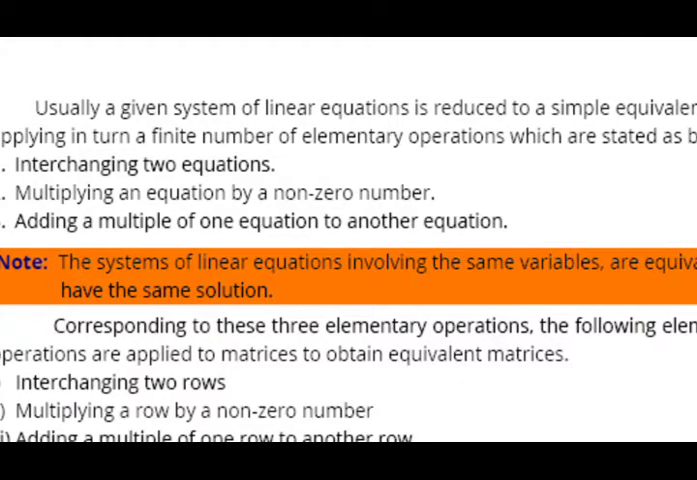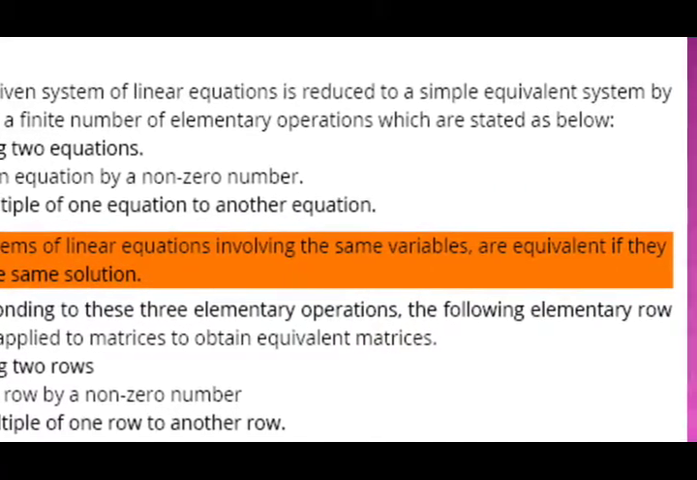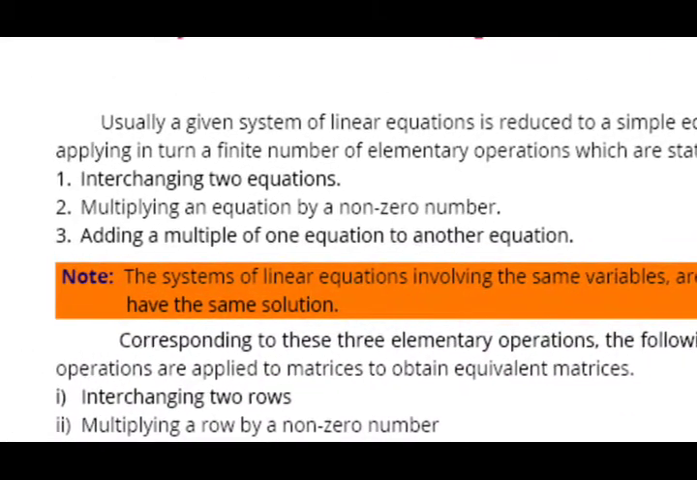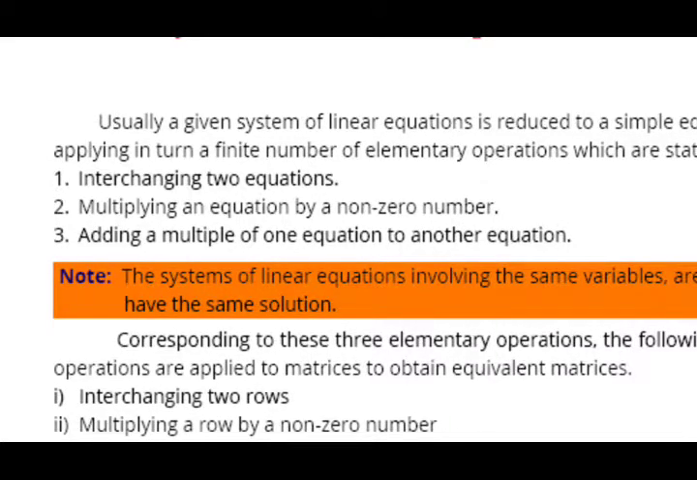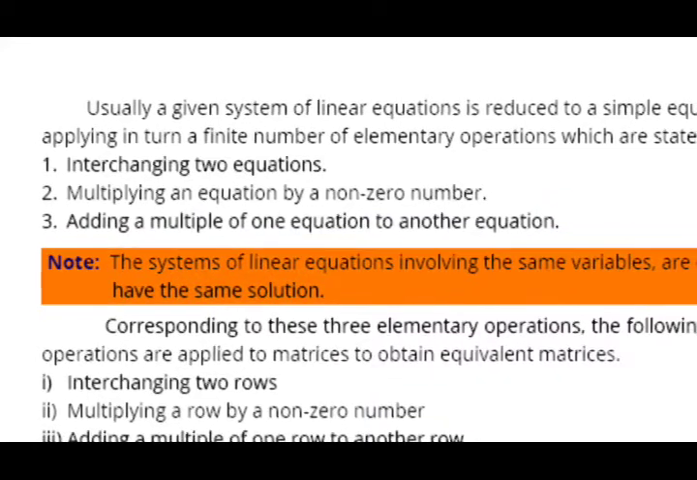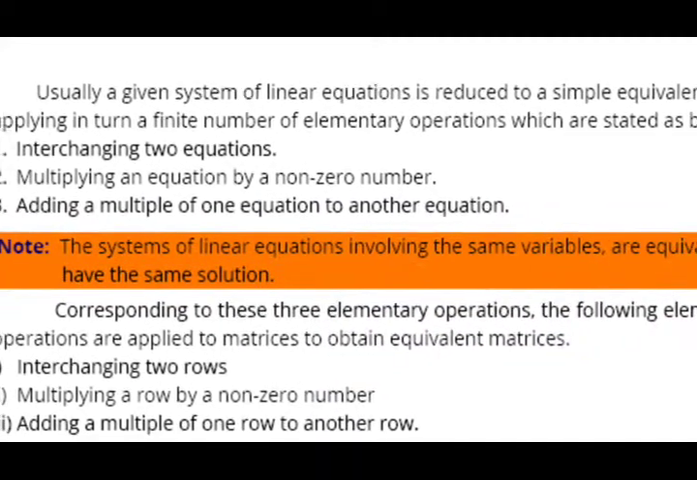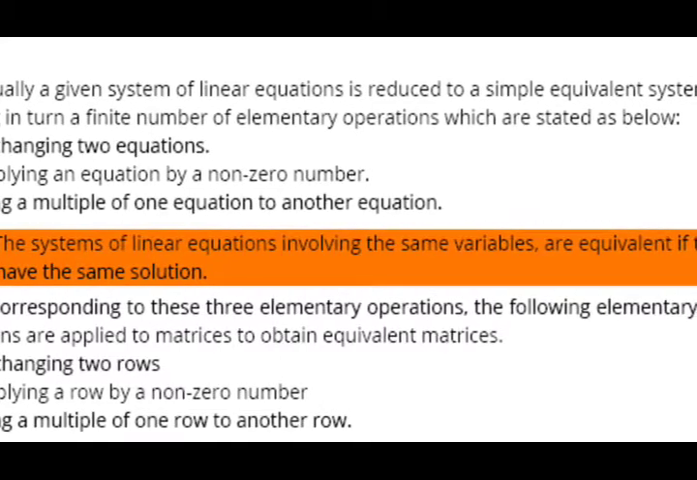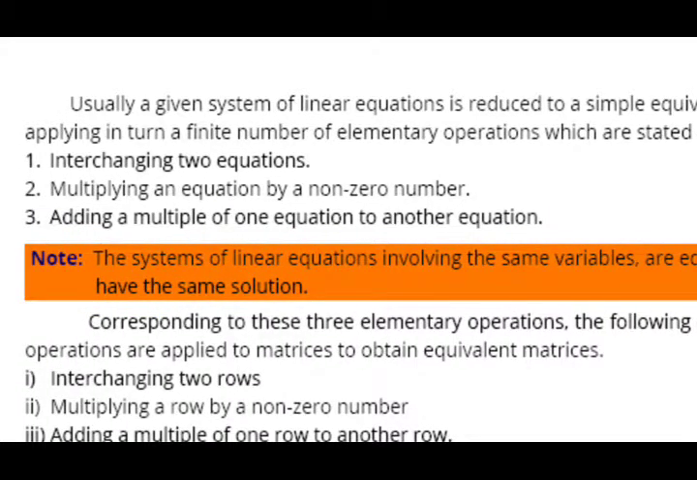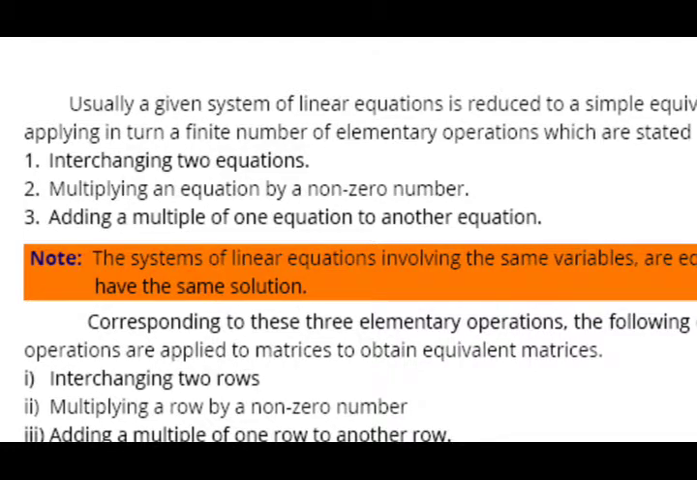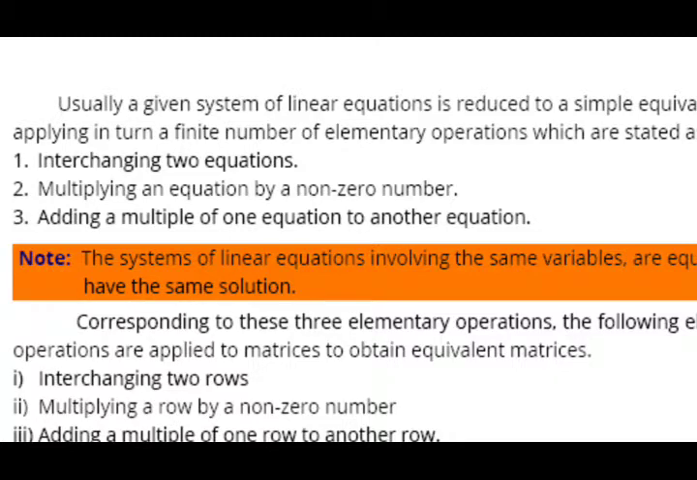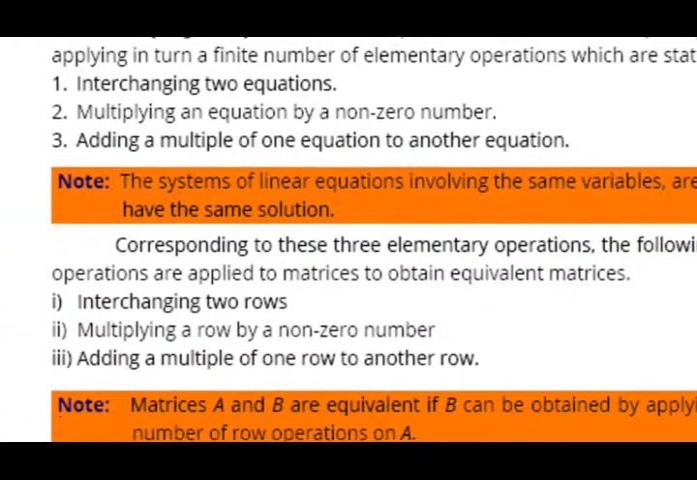Usually a given system of linear equations is reduced to a simple equivalent system by applying, in turn, a finite number of elementary operations, which are stated as below. We interchange two equations, multiply an equation by a non-zero number, and add a multiple of one equation to another equation when we solve a system of linear equations. Now we change to matrix form.